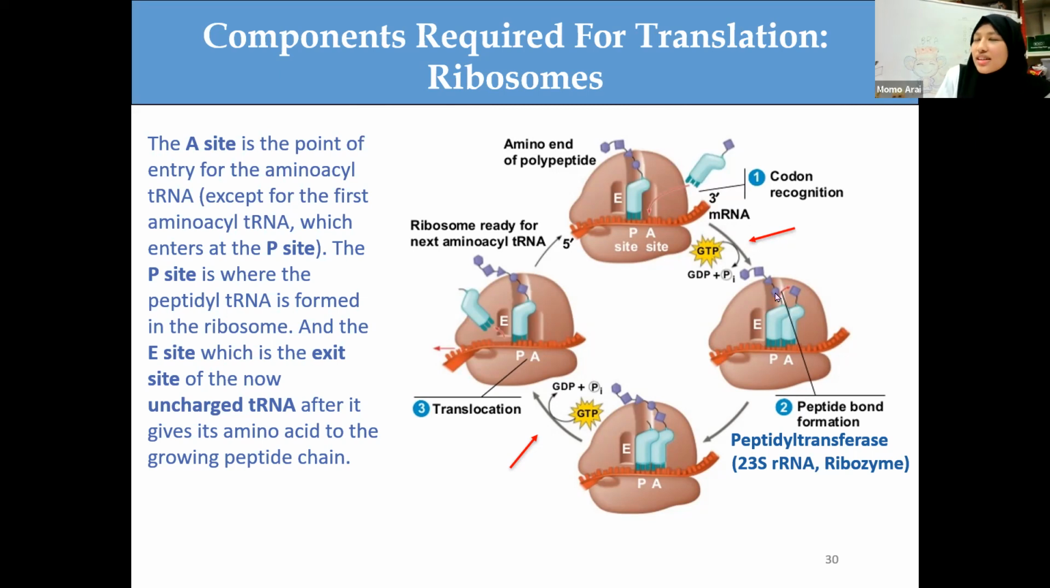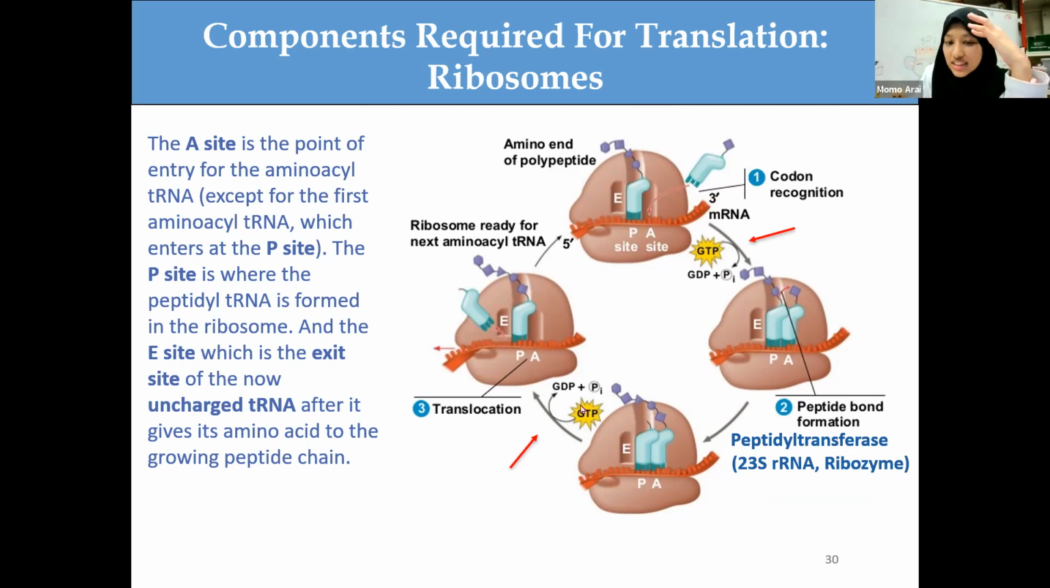Since they're close together, there's an enzyme called peptidyl transferase. You have to memorize that name. It's an enzyme on the 23S rRNA that makes the peptide bonds between the amino acids. So the amino acid on the P site jumps onto the A site. It leaves the P site empty, and the chain continues on the tRNA here.